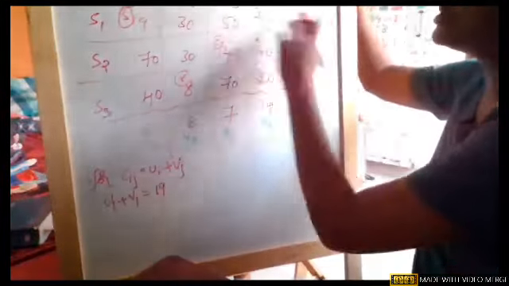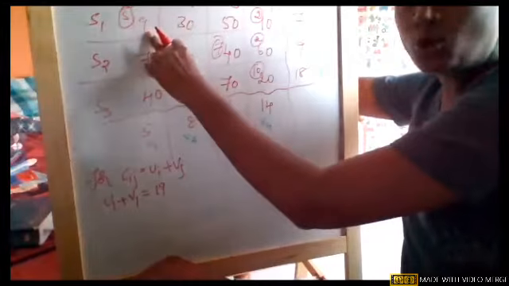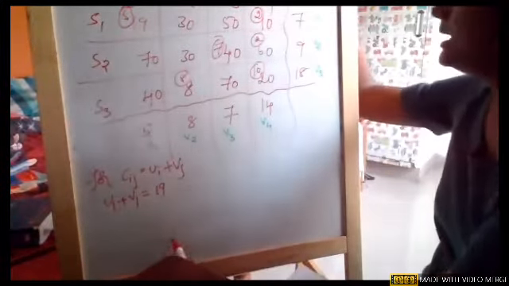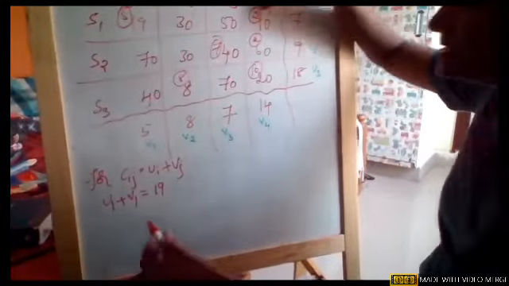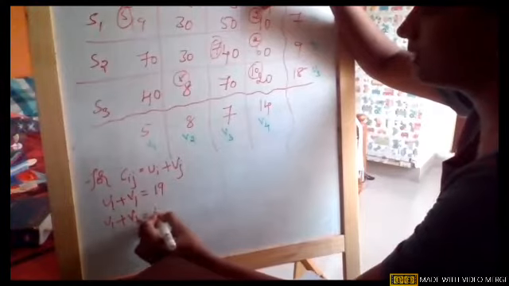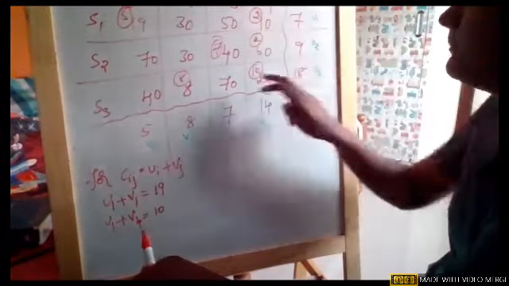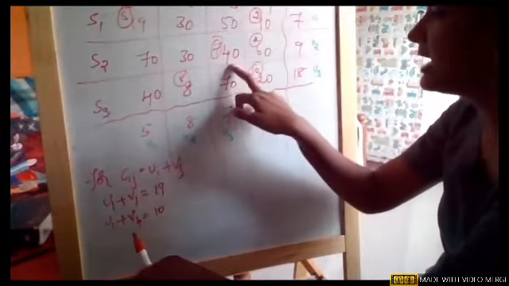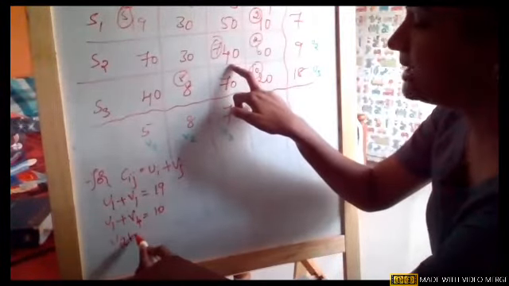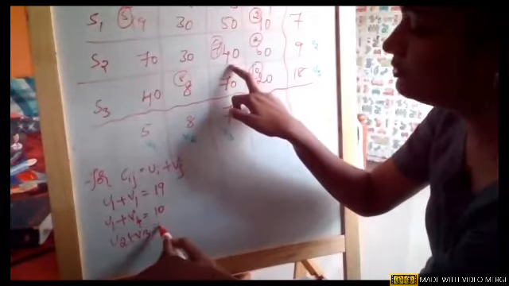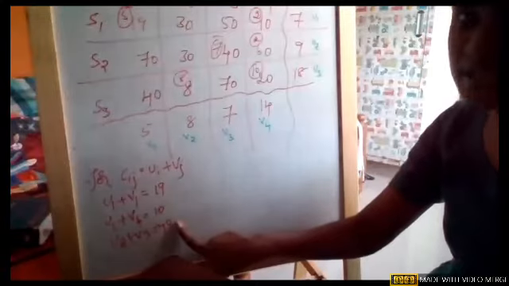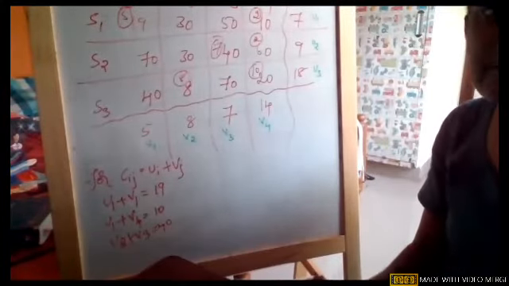As it is the position of first row and first column, U1 plus V1 is equal to 19. The next occupied cell is this one, U1 plus V4 is equal to 10, the cost. Then my next occupied cell is where I kept my finger, so U2 plus V3 is equal to 40. Don't get confused with allocation. You need to equate it with the cost, not the allocated value.